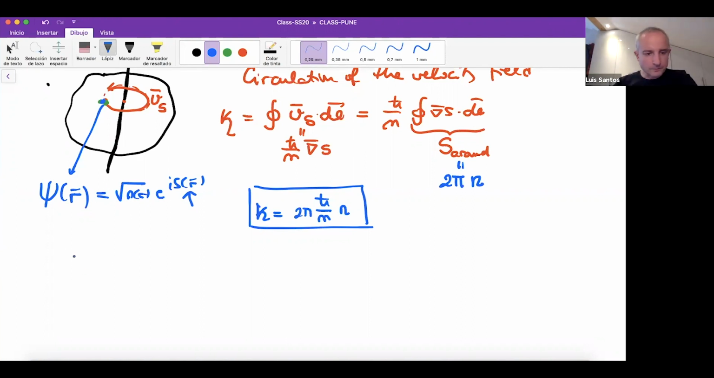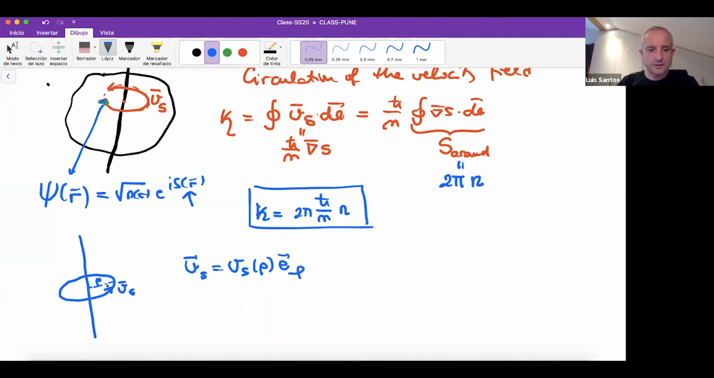So if now I consider this vortex line as a straight line, it's not always the case, but let's suppose that this is a straight line, and this is the velocity field, Vs. Since this is cylindrically symmetric, it just depends on rho, this distance rho. And it goes in the phi direction. It just goes tangential here, the e_phi direction.